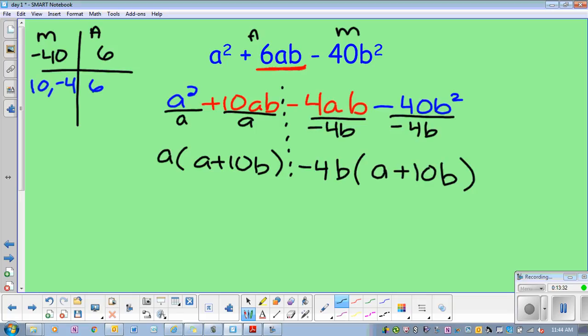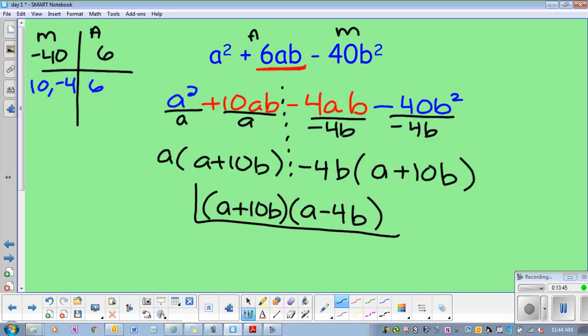A plus 10B is what I have inside both of my parentheses. Yes? So this is A plus 10B times A minus 4B. No GCF to bring down, and I can't factor anymore. We okay with this? Good? It's not bad, right? It's not bad. All right.